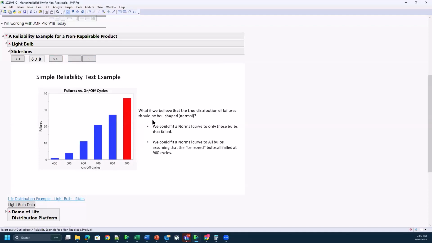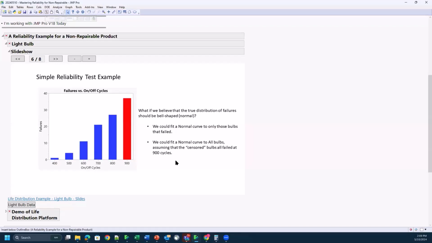So what if we think that the true distribution of failures should be bell-shaped? Well, we could fit a bell-shaped curve to this. It comes up here and then tails off down this way. That maybe has an average here around 800, 850, but this tail has however many the blue bar stack is, that many failures in it. And this we could kind of estimate or guess that these are going to fail on the other side if it's a normal distribution.